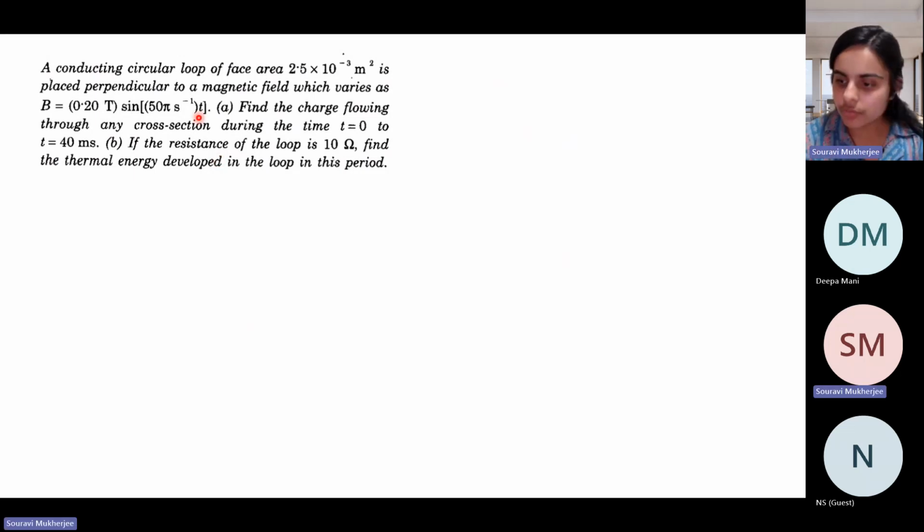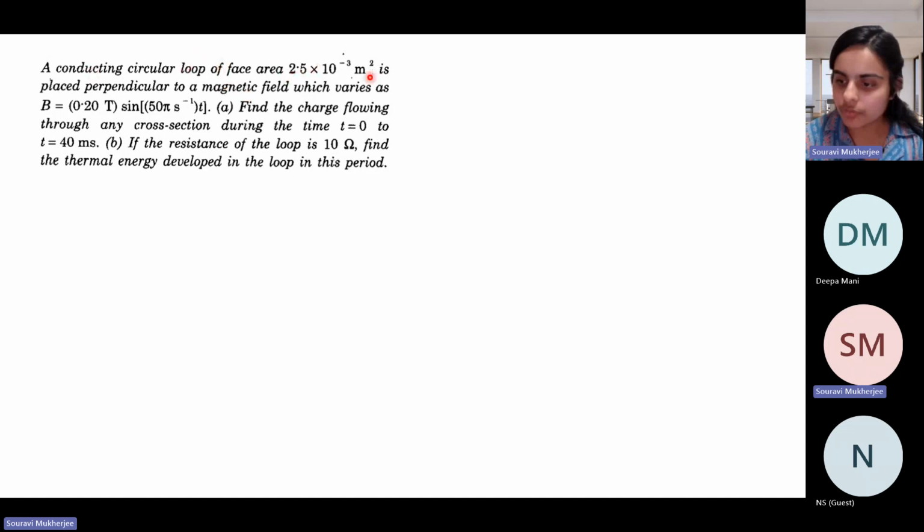So for this question, you have a conducting loop. So what is given? Your A is given. It's placed perpendicular to the magnetic field, which varies as this. So your B is given. And you should note that now B is a function of time. So it's a time varying magnetic field.